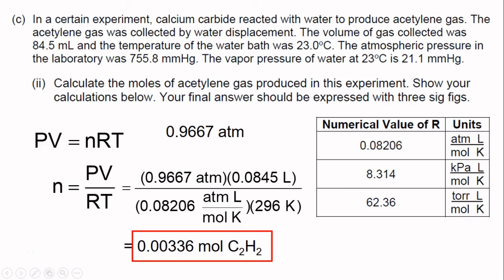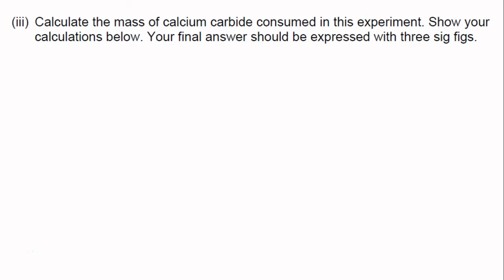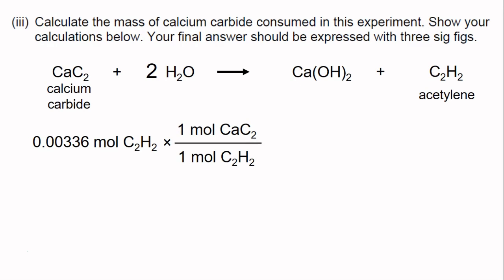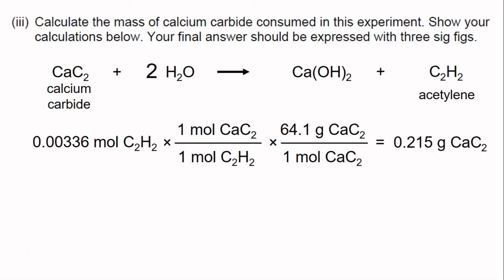And now we're going to take this number of moles of acetylene and convert this into grams of the reactant calcium carbide. Remember, calcium carbide is a reactant, acetylene is a product. So in terms of the conversion factor, it's a 1-to-1 ratio between moles of acetylene and moles of calcium carbide. And from the periodic table, the molar mass of calcium carbide, CaC2, is equal to 64.1 grams. So if we do this math and round off our answer to 3 significant figures, we get 0.215 grams of calcium carbide that was consumed in this experiment.